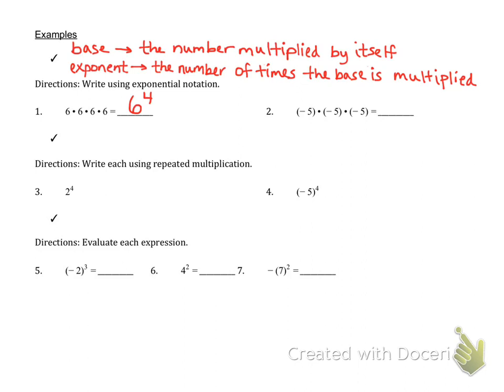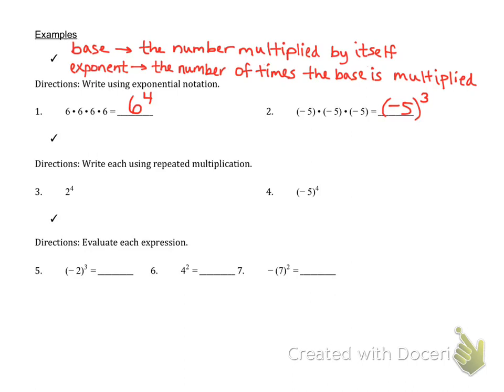Number 2, the number being multiplied by itself is negative 5. So I'm going to do negative 5. And then how many times is it being multiplied? Well, it's being multiplied 3 times, so that's going to be our exponent. Do you see how I kept the answer in parentheses? If you're multiplying negative 5 by itself, you have to put the parentheses around it to show that you're multiplying the negative 5 by itself and not just 5.